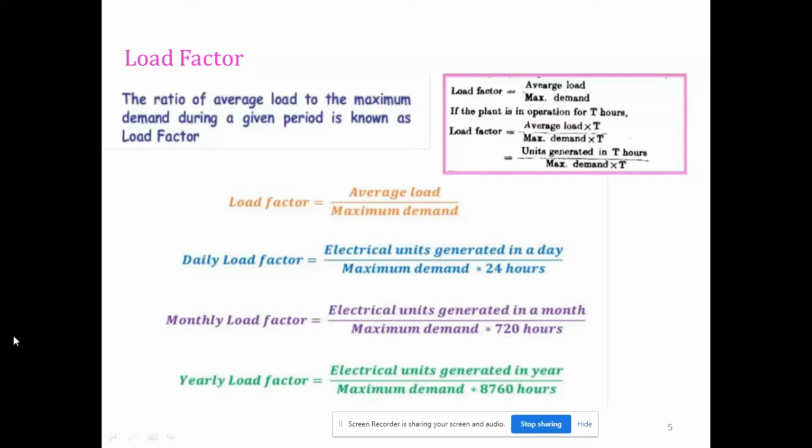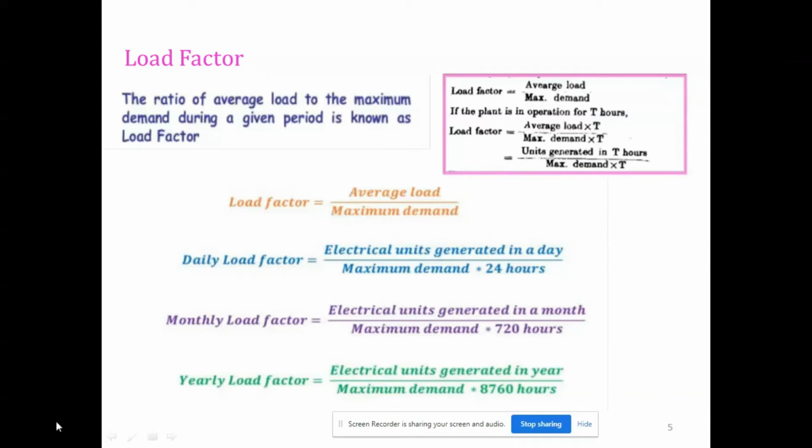Load factor, it is the ratio of average load to the maximum demand during a given period. It is known as load factor. The formula of load factor is average load by maximum demand. And if we multiply time period both in numerator and denominator, then the formula of load factor is average load into T by maximum demand into T. Here this T is total number of time. So average load in the time is units generated in T hours divided by maximum demand into T.